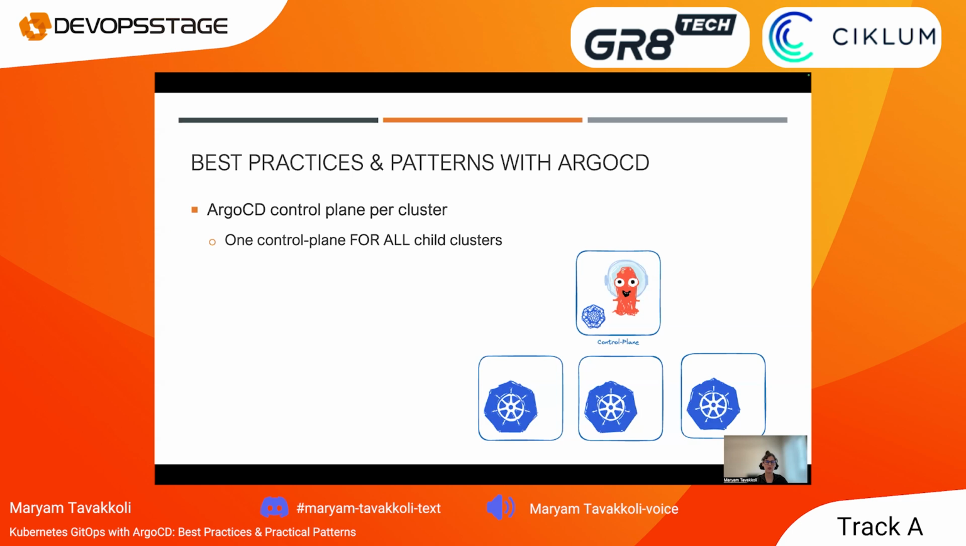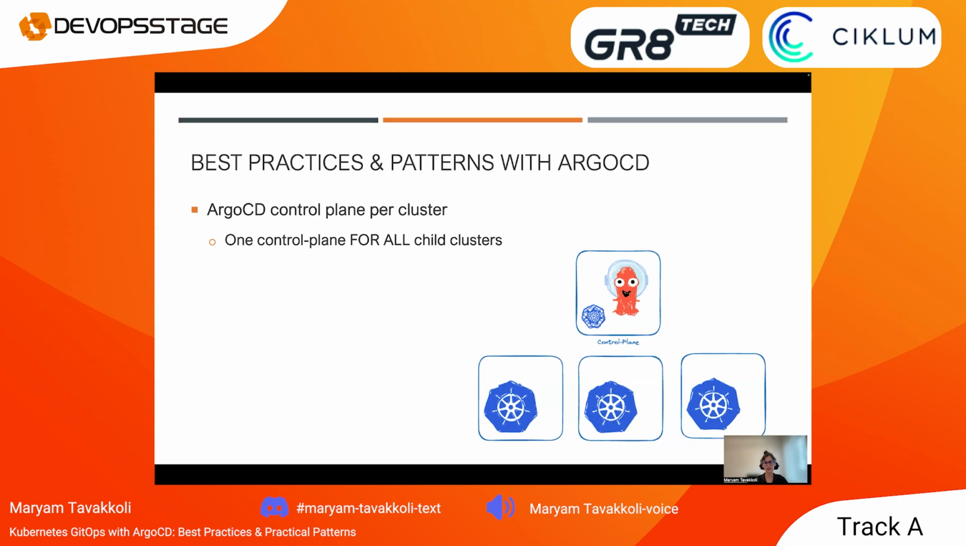is, how should I manage my clusters? Should I connect one cluster, child cluster, to one control plane? Should I have in general one control plane, or what is the best practice and suggestion? So the very first option is that you can have one control plane and connect any child cluster that you have to that single control plane.